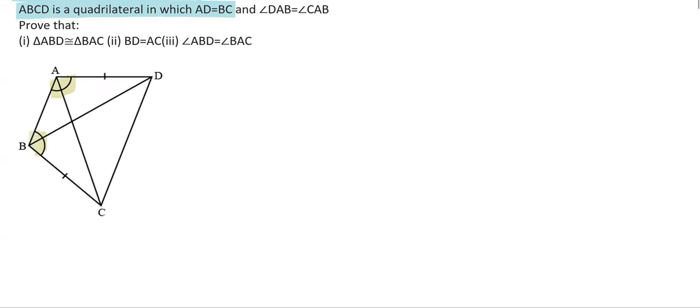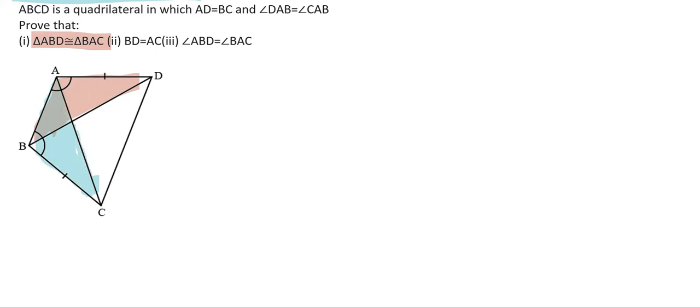And what we have to prove is that the triangles are congruent. That is, triangle ABD is congruent to triangle BAC. So which triangle is ABD? This is triangle ABD. And the other one is BAC, this one. So these are the two triangles we have to prove congruent.